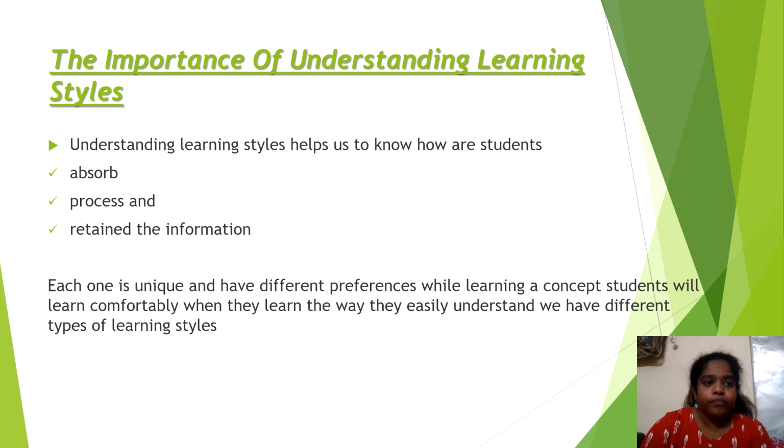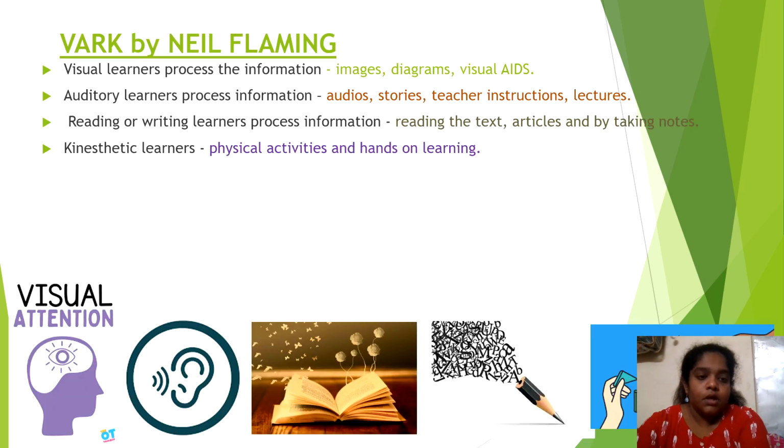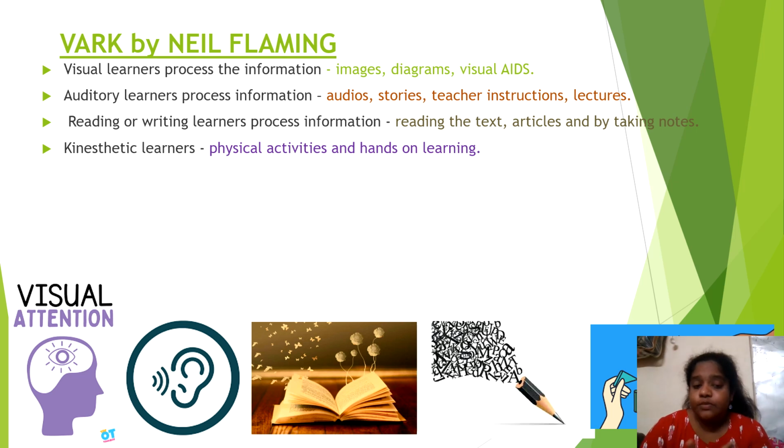This is the VARK model by Neil Fleming, which shows visual learners, auditory learners, reading or writing learners, and kinesthetic learners. Visual learners use images and decode information from visual aids. Auditory learners listen to stories, and lectures will go best for them. Reading and writing learners will read texts and articles and take notes. And kinesthetic learners will be involved in hands-on activities.